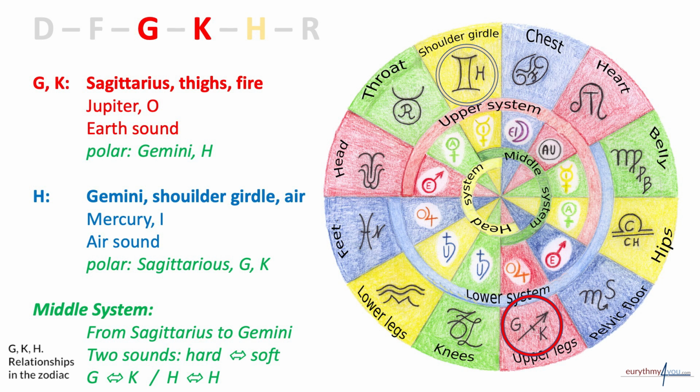And when you look to the Gemini system at the top, the shoulder girdle, that's where the H belongs. Then you find that Mercury gives its energy to it. That the planets give their energy to the zodiac fields is a concept by Rudolf Steiner, where he speaks about the world clock.